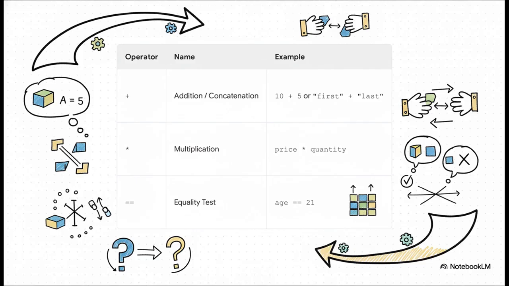So how do we combine those building blocks? We use things called operators. And if you think about our little code phrases, if literals and variables are the nouns, then operators are definitely the verbs. They do the action. The plus sign, for example, either adds numbers or it glues text together. The star sign multiplies. And then you have operators like the double equal sign, which ask a question, like, hey, are these two things equal? And the value it produces is super simple, just true or false.